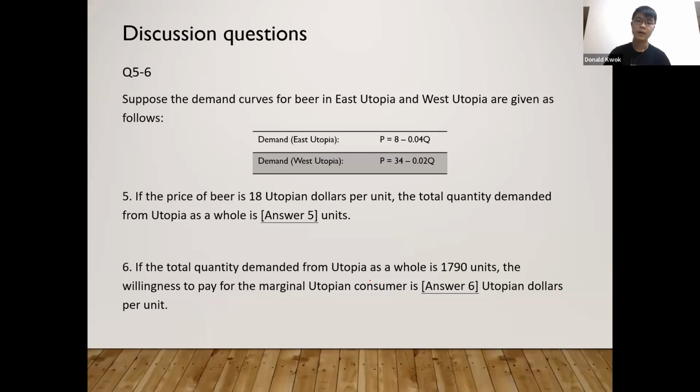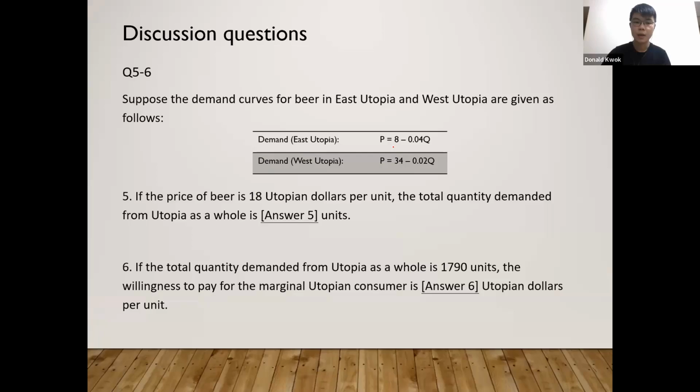So for question 5, likely you may think that we need to derive the combined demand curve, but actually we do not have to do so at the moment. So let me show you the steps. We just need to plug in the price of 18 back into the individual demand of the East Utopia and the West Utopia respectively, and then sum up their individual quantity demanded, and this would be the answer to question 5.